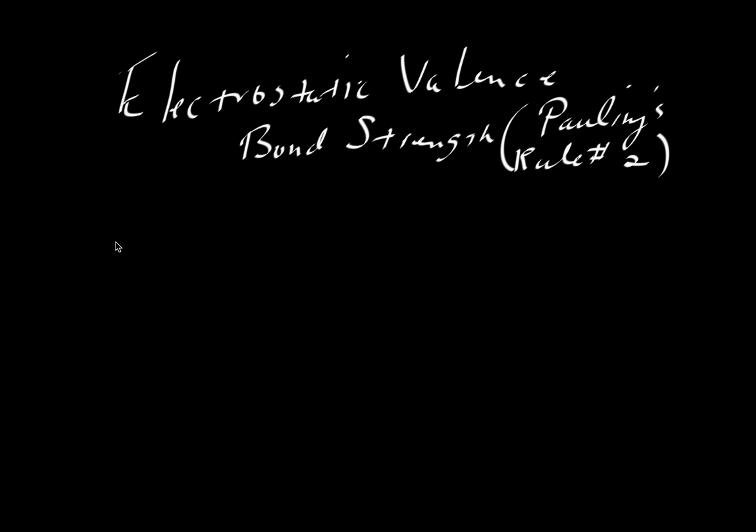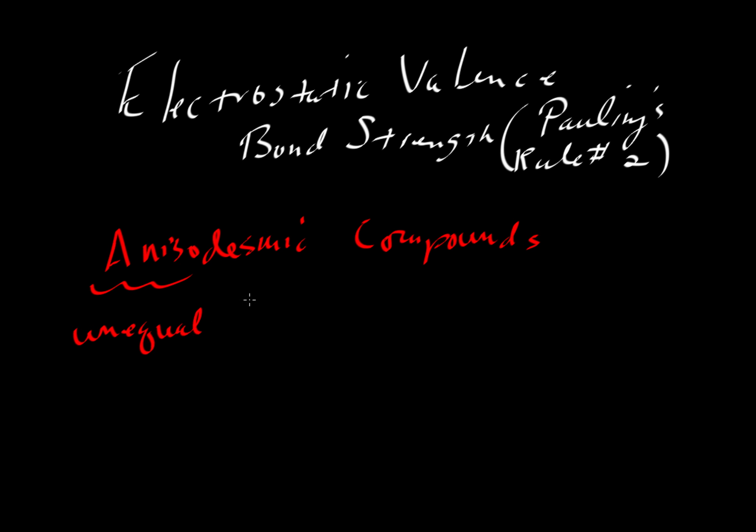So in this video, we're going to look at so-called anisodesmic compounds. Anisodesmic. So what does that mean? Aniso means unequal. And then desmic is Latin for band or chain. Here it refers to bonds in this context.